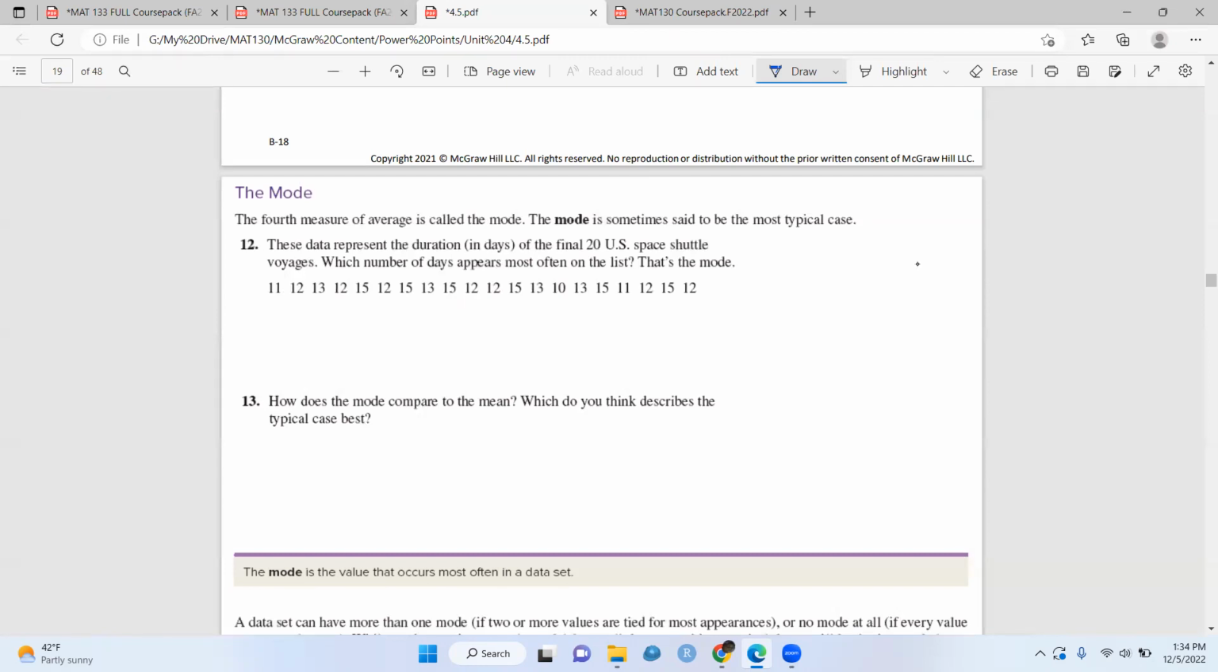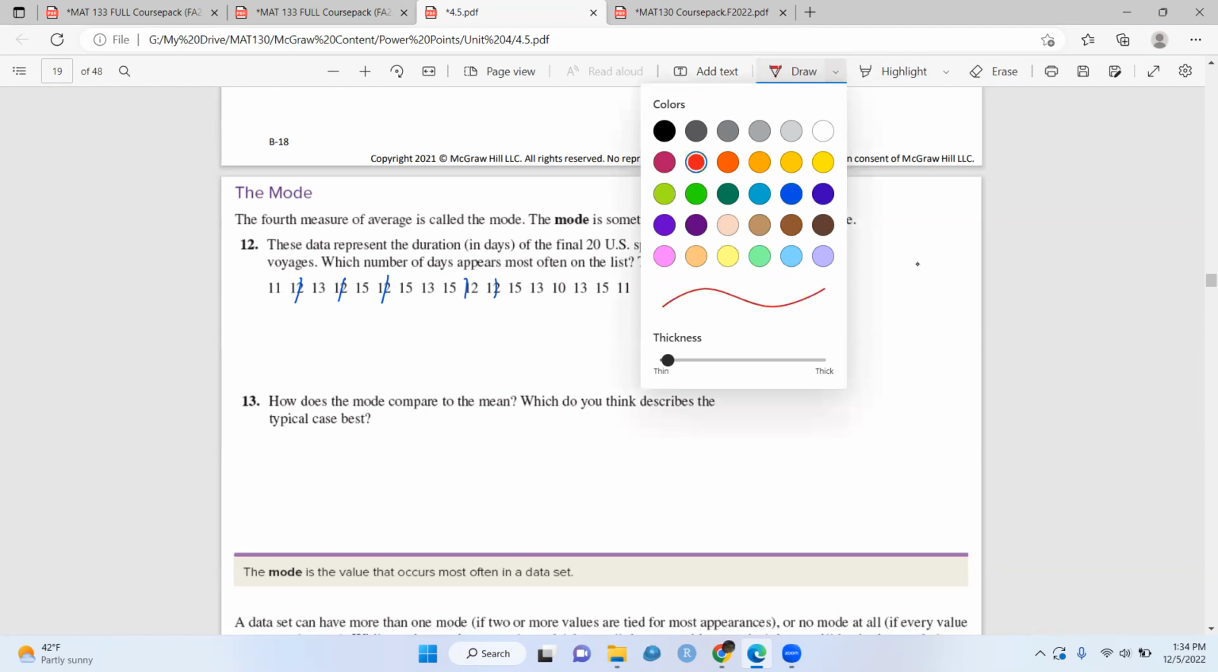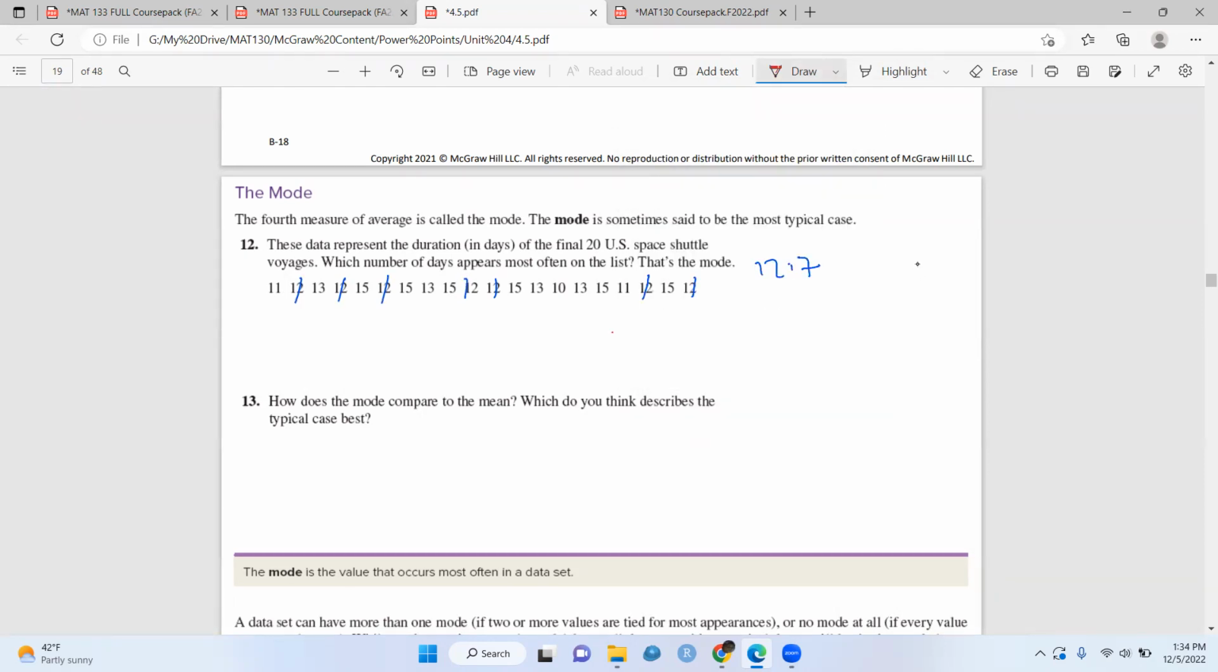So when we're looking at this data set, we've got 12 occurring 1, 2, 3, 4, 5, 6, 7 times. I think that's the mode, but let me just double check because it looks like 15 shows up a bunch. So I got 1, 2, 3, 4, 5, 6. Okay, so 15 was a close second. 12 is the mode.